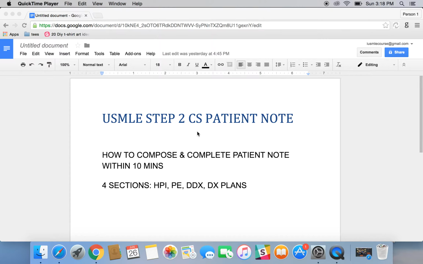Today we'll be looking at the Step 2 CS patient note. How to compose and complete the patient note within 10 minutes is about the most important factor to consider when going for the Step 2 CS exam. There are four sections of the CS patient note: the history part, the physical examination section, the differential diagnosis section, and the diagnostic plan section. You'll be given at least 10 minutes to complete these four sections on the exam.